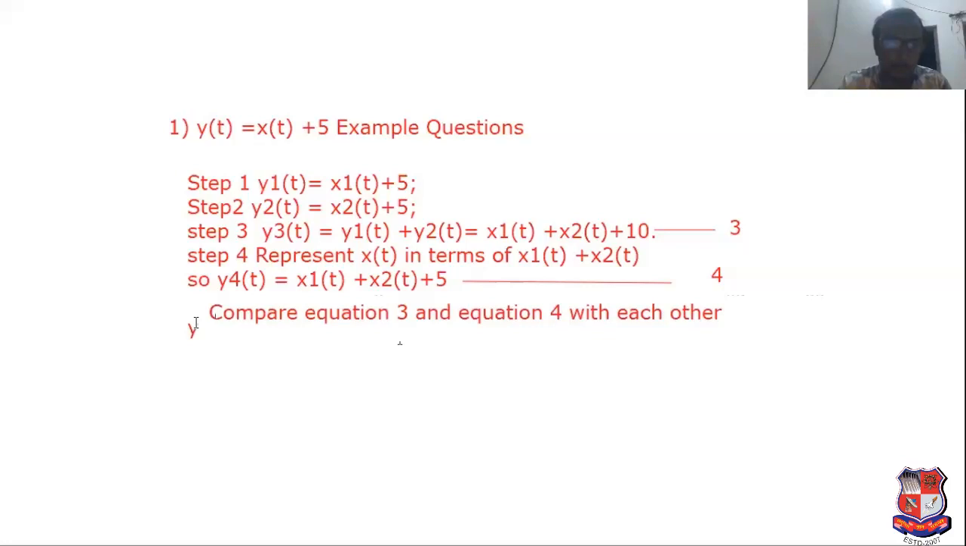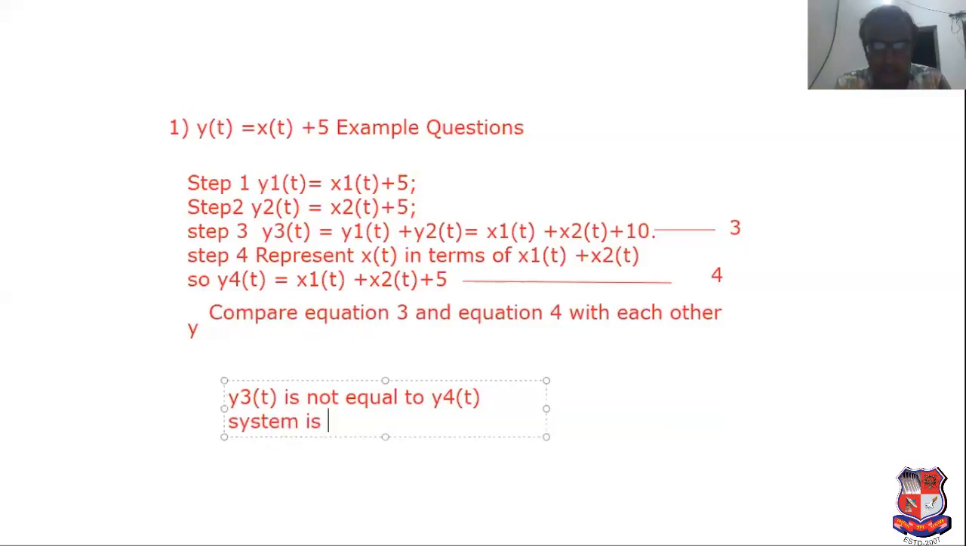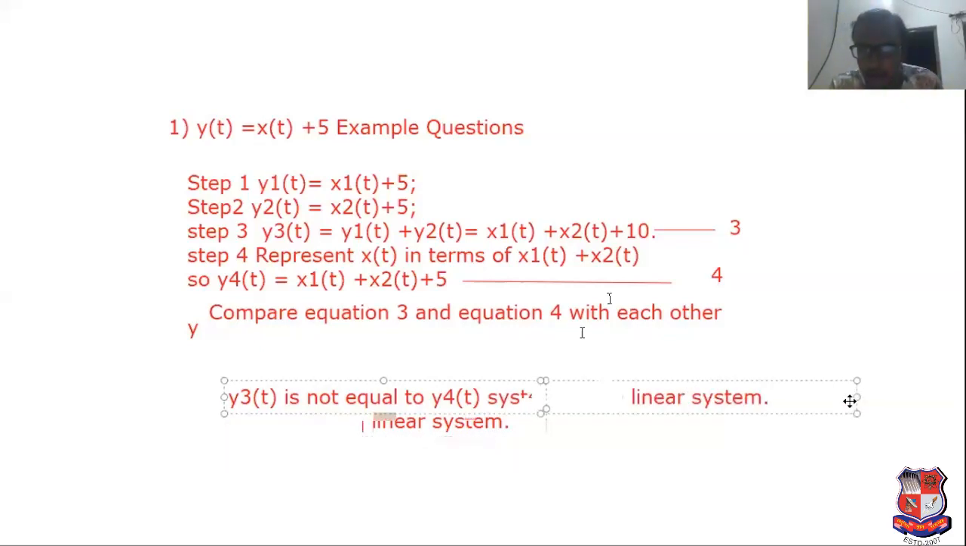So we can get y3 of t is not equal to y4 of t. See this equation 3 and 4. Here 10 is present, here only 5 is present. So y3 of t not equal to y4 of t. So the system is a non-linear system. So it is the answer related to linear and non-linear system.